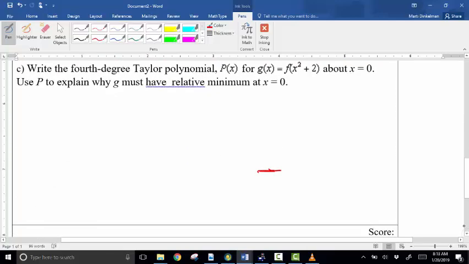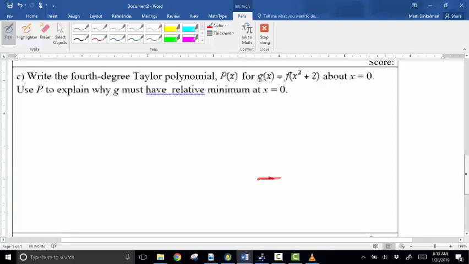Okay, on C, they want us to write the fourth degree polynomial for this new function at about 0. In the past, I have actually built the table for this because that's just what makes the most sense to my, or did at the time make the most sense to my brain. But this time I'm not going to do that.